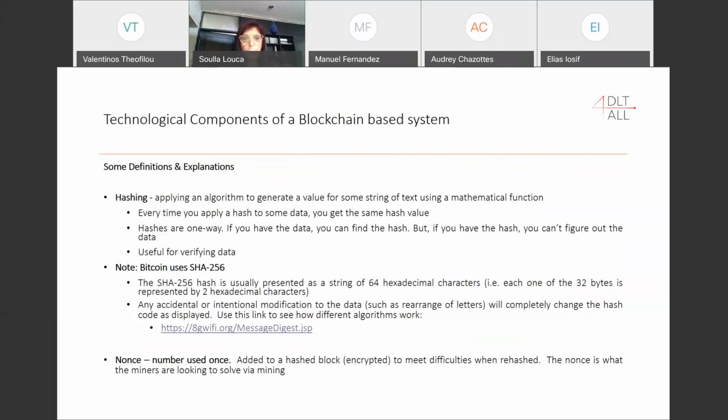As a note, we are going to mention that Bitcoin actually uses the algorithm called SHA-256 hash, presented by 64 hexadecimal characters. Each one of the 32 bytes is represented by 2 hexadecimal characters. I have a link also here. Let me try to go over it.